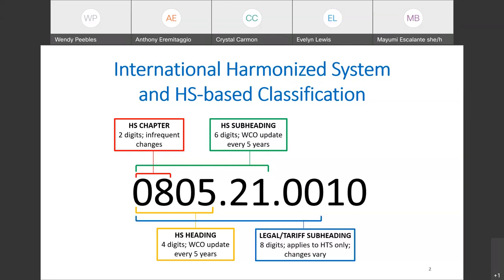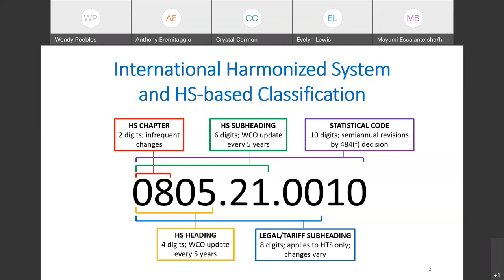At the eight-digit level, that is what we call the legal or tariff subheading, and that only applies to imports, and it's where duties and tariffs are assessed when goods are imported into the United States. And then your full 10-digit code is the statistical code, and this is how we collect our data, classify our products, and publish our data products. And these codes are updated semi-annually, usually in January and July by 44F decisions.